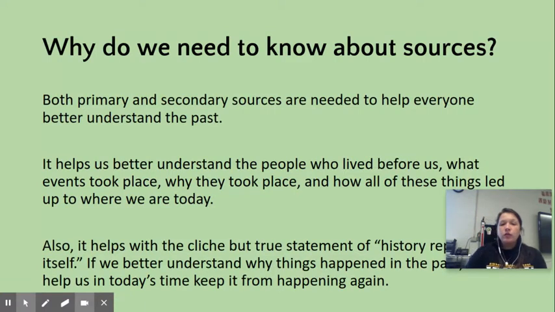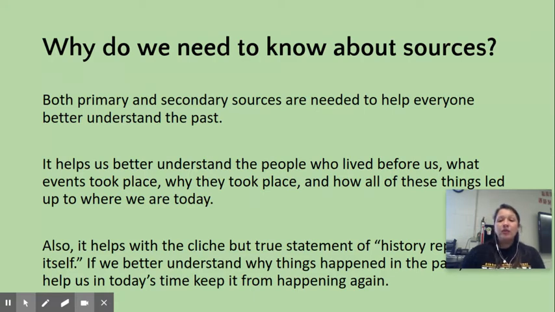So we need to know about sources because it helps us understand the past. Like I said a few minutes ago, it helps us answer those big questions, and that's what historians use them for: to answer the questions about what happened, why did it happen, who was involved, and all of those big things, and how that led up to where we are today.